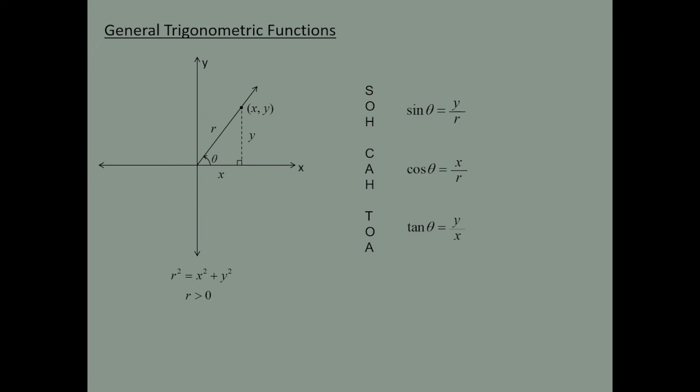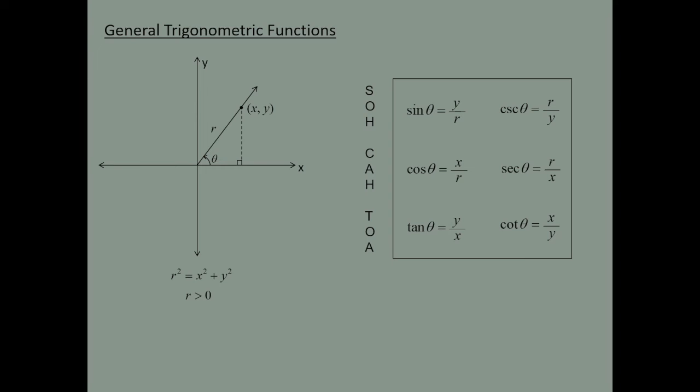We also have our reciprocal functions. Cosecant is the reciprocal of sine, so cosecant is the ratio of r over y. Secant is the reciprocal of cosine, so secant of theta is r over x. And cotangent is the reciprocal of tangent. Cotangent of theta is x over y. And that completes the 6 definitions for our general trigonometric functions.